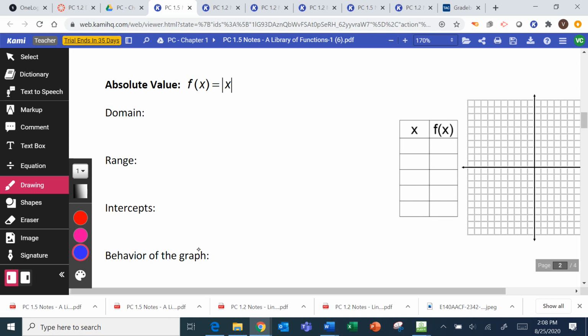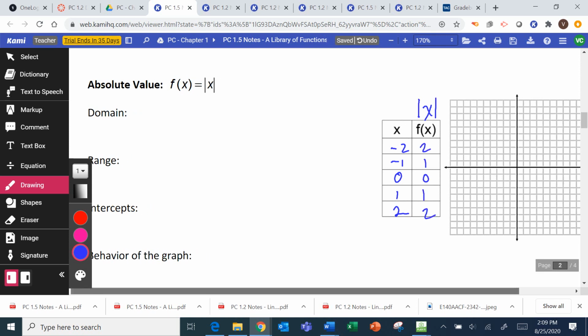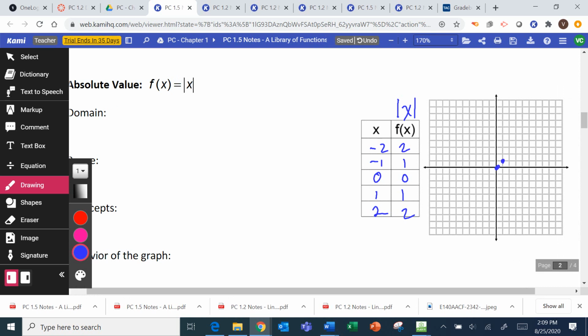Absolute value looks like a v. I always use the same parent points. I use things that I can easily plug into absolute value of x. So -2, -1, 0, 1, 2 work very nicely plugging in. When I plug those in, all the answers are positive. And when I graph it, and I know I'm graphing fast, but this is a review from last year, and you can always go watch the video. If I'm going too fast on the graphing part, I will slow down on the new stuff.